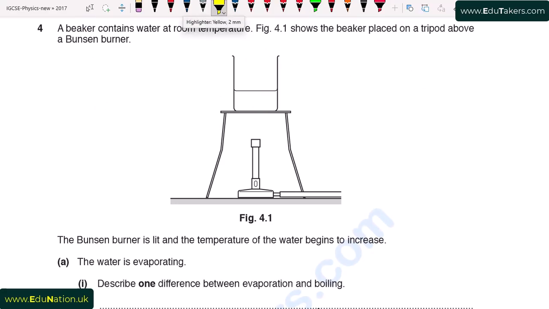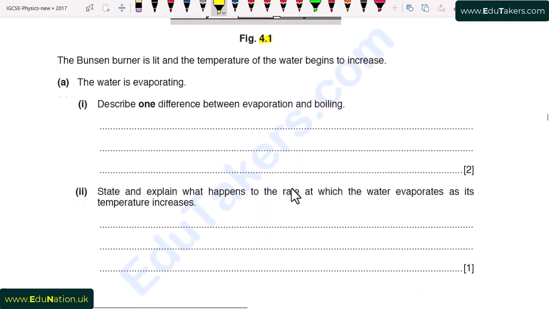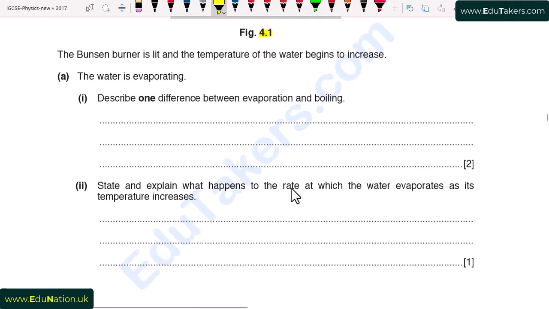Question number 4. A beaker contains water at room temperature. Figure 4.1 shows the beaker placed on a tripod above a Bunsen burner. So here is figure 4.1 and a beaker that contains water is placed over the Bunsen burner. The Bunsen burner is lit and the temperature of water begins to increase. Part A. The water is evaporating. Part 1. Describe one difference between evaporation and boiling.